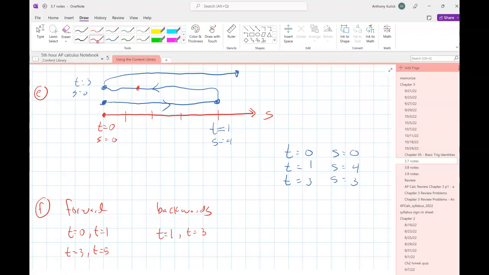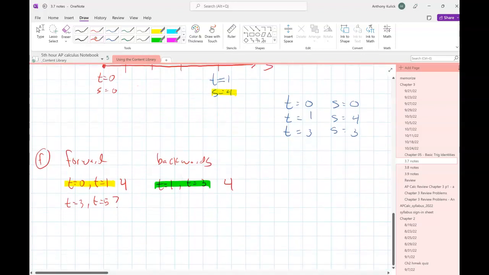Well, that's really nice because I know how far I went from time 0 to time 1. How far did I go? 4 units, right? And that's also really nice because going from time 1 to time 3 is really easy. How far did I go there? 4 units, right? It's got to be the same distance traveled. Everybody agree? So that's 4. So all I really need to do is figure out how far I went from time 3 to time 5. Everybody agree with that?